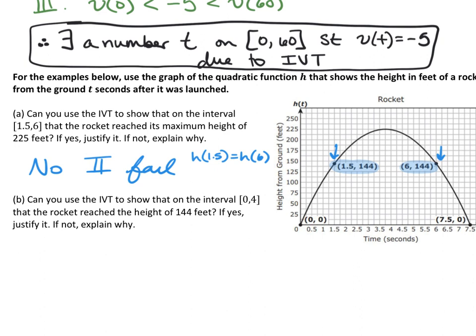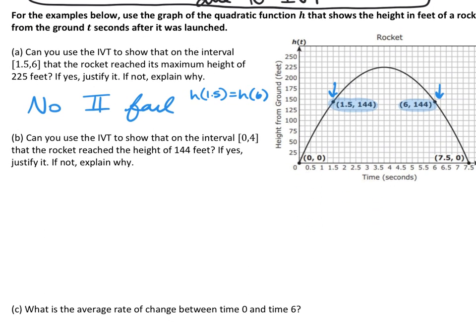Part B says, can you use the IVT to show that on the interval from 0 to 4, the rocket reached the height of 144 feet? If yes, justify it. If not, explain why. So this time we're working on the interval from 0 to 4. And if we read the graph, 4 would be here.